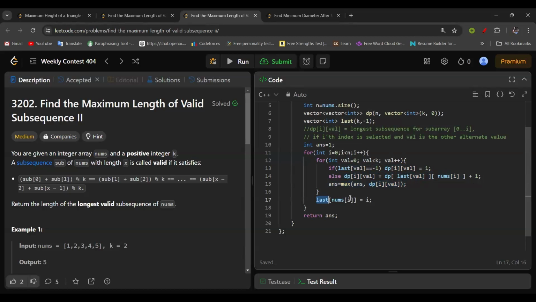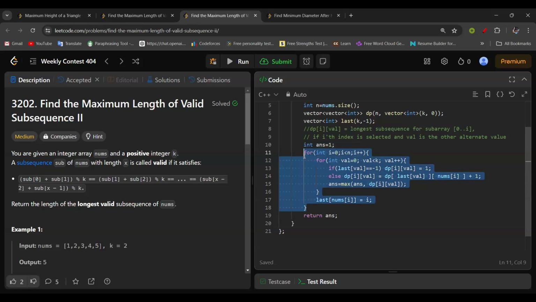And then I am updating this last. So once I have iterated through all the values of dp[i] and then all the values for the ith index, I would update this ith index for my map. So last of nums[i]. So in this way, we are calculating our dp.